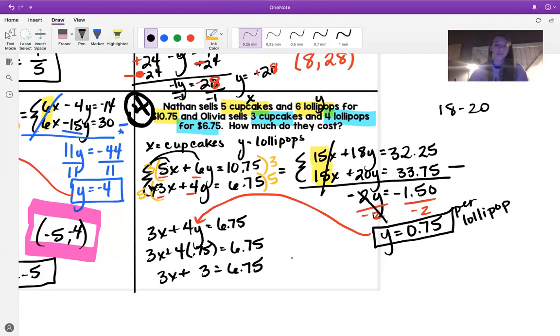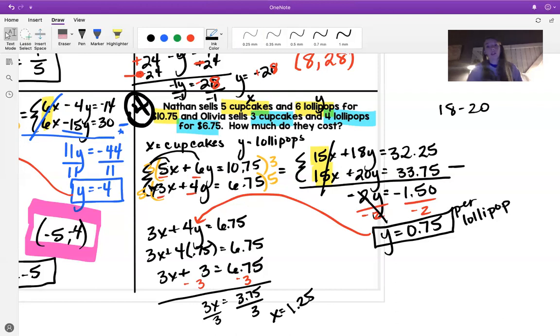All right. Now I solve for x. So I'm going to subtract 3 from both sides. That's going to be 3x equals 3.75. Divided by 3. X equals 1.25. Let me double check. I did too much of that math in my head. Can't be trusted. 3.75 divided by 3. Yay. All right, so it's 1.25.